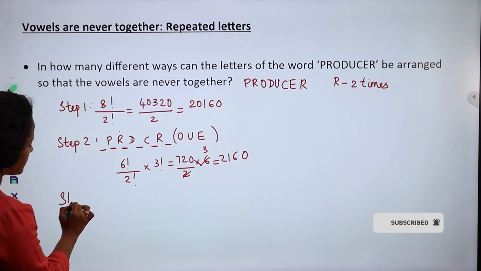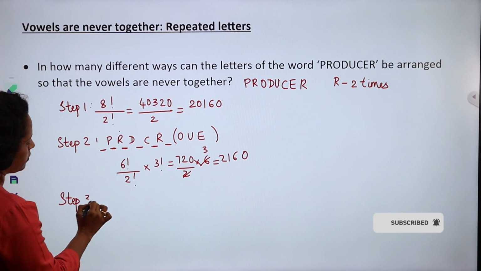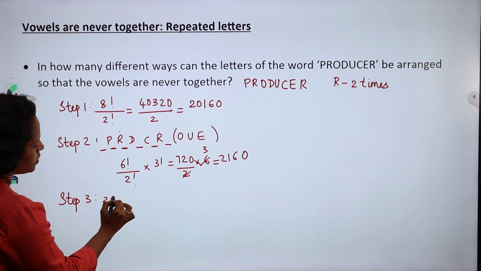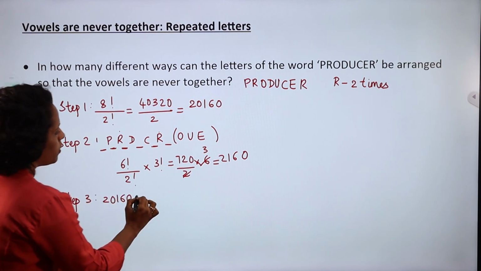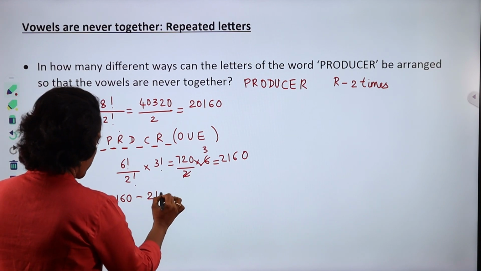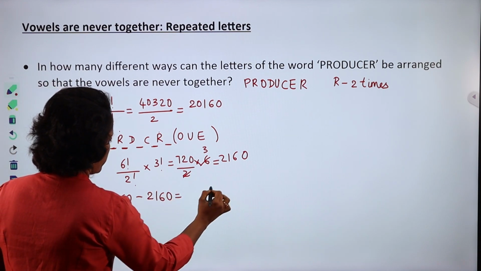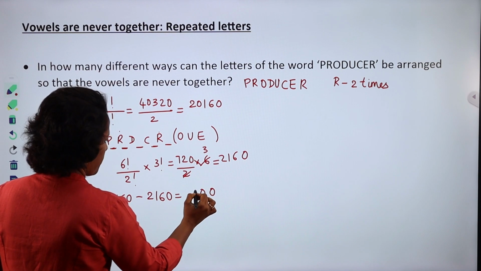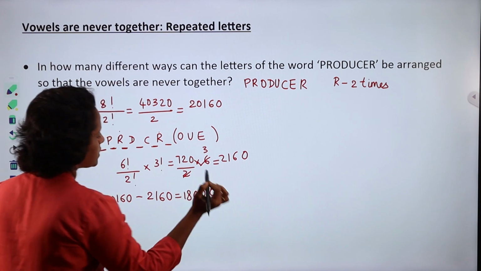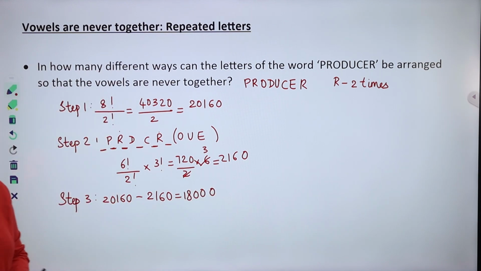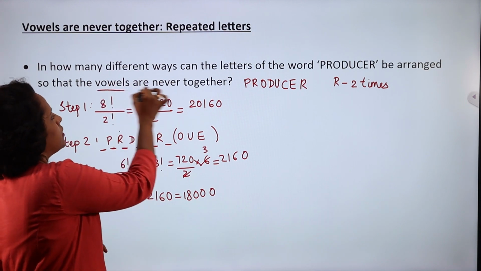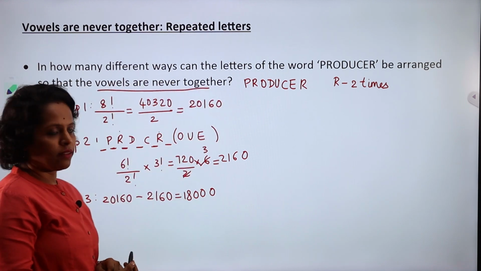Now our last step. Step 1: 20160 minus 2160, which will be 20 minus 2 is 18. So 18,000 words can be formed in which the vowels are never together.